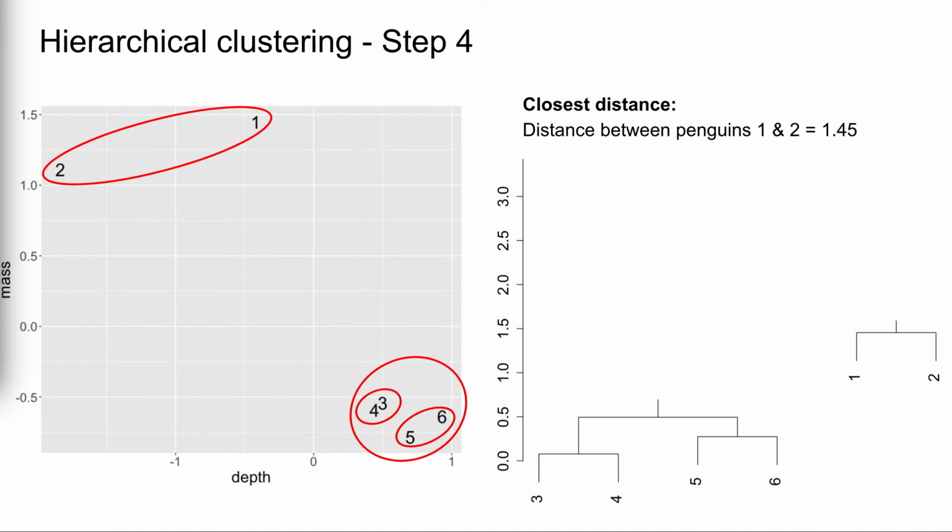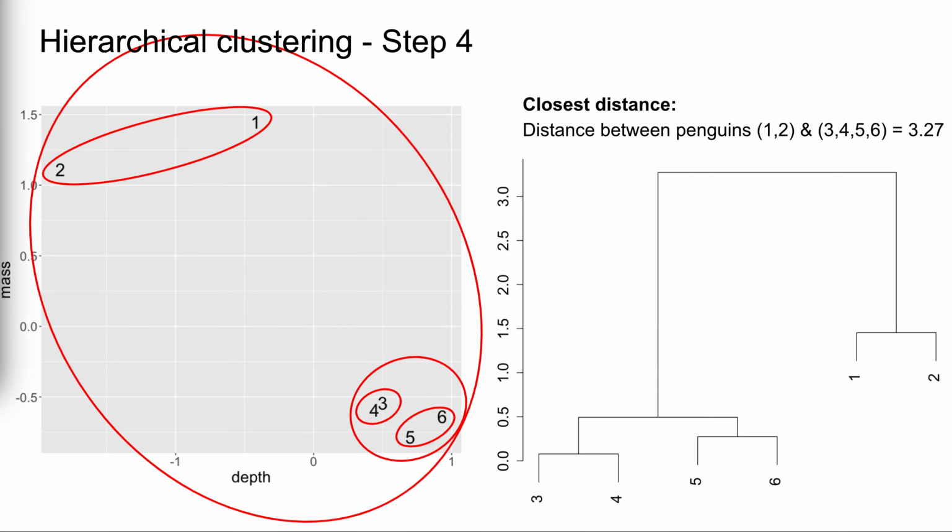We're now down to 2 clusters, the 2 penguin cluster up top and the 4 penguin cluster down at the bottom. And the maximum distance between any pair of penguins in these 2 clusters is that between penguins 2 and 6, with a distance of 3.27. And we're done building our dendrogram.